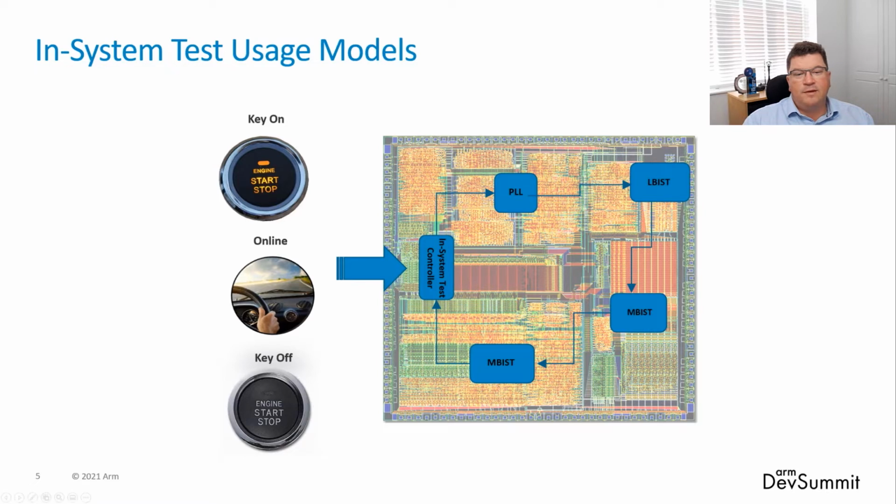But even with the in-system test controller in place, we still have the requirement to be able to run the test instruments in a number of different configurations. And here are just 3 common examples of how we see in-system test controller being used in different scenarios. To start with, we have key on or power on test.